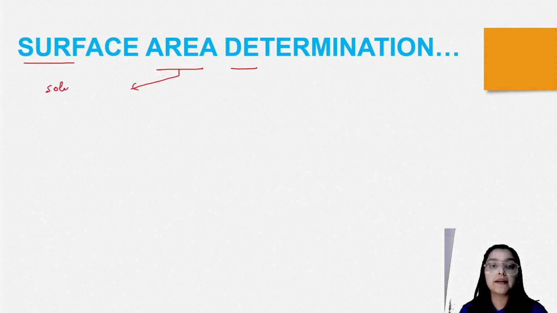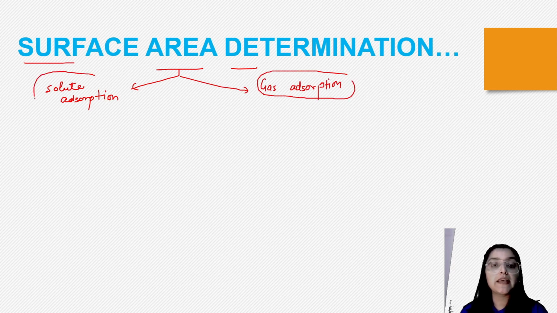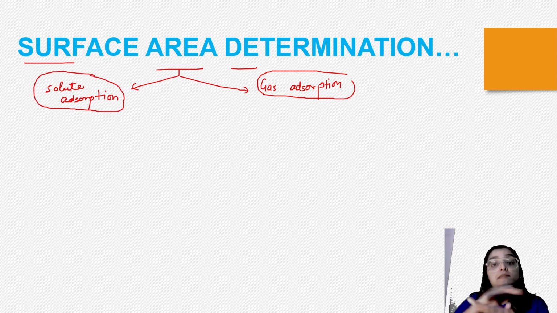One is the solute adsorption. The other will be the gas adsorption. Very important from your exam point of view. You might not know the difference between absorption and adsorption. Adsorption is a surface phenomenon, and absorption is a bulk phenomenon, when something goes into the bulk and then gets absorbed. Adsorption is like absorbing upon the surface. These are some basic concepts that you should know.